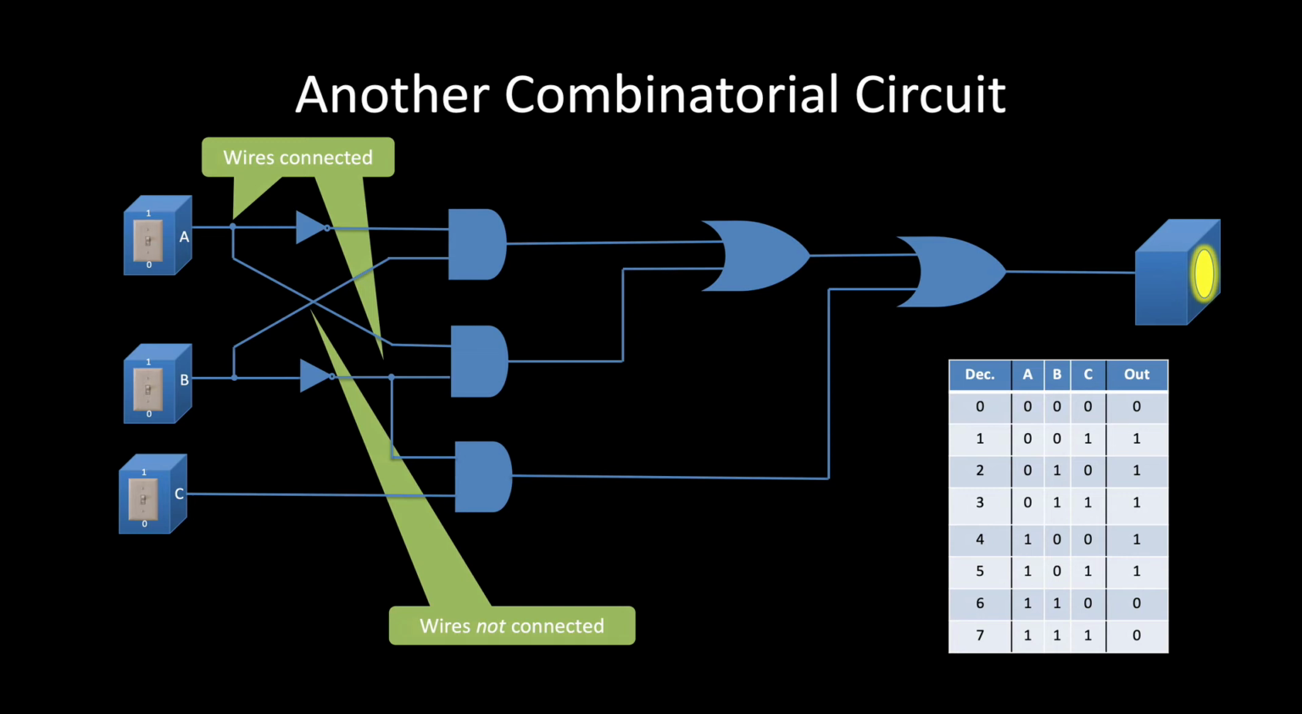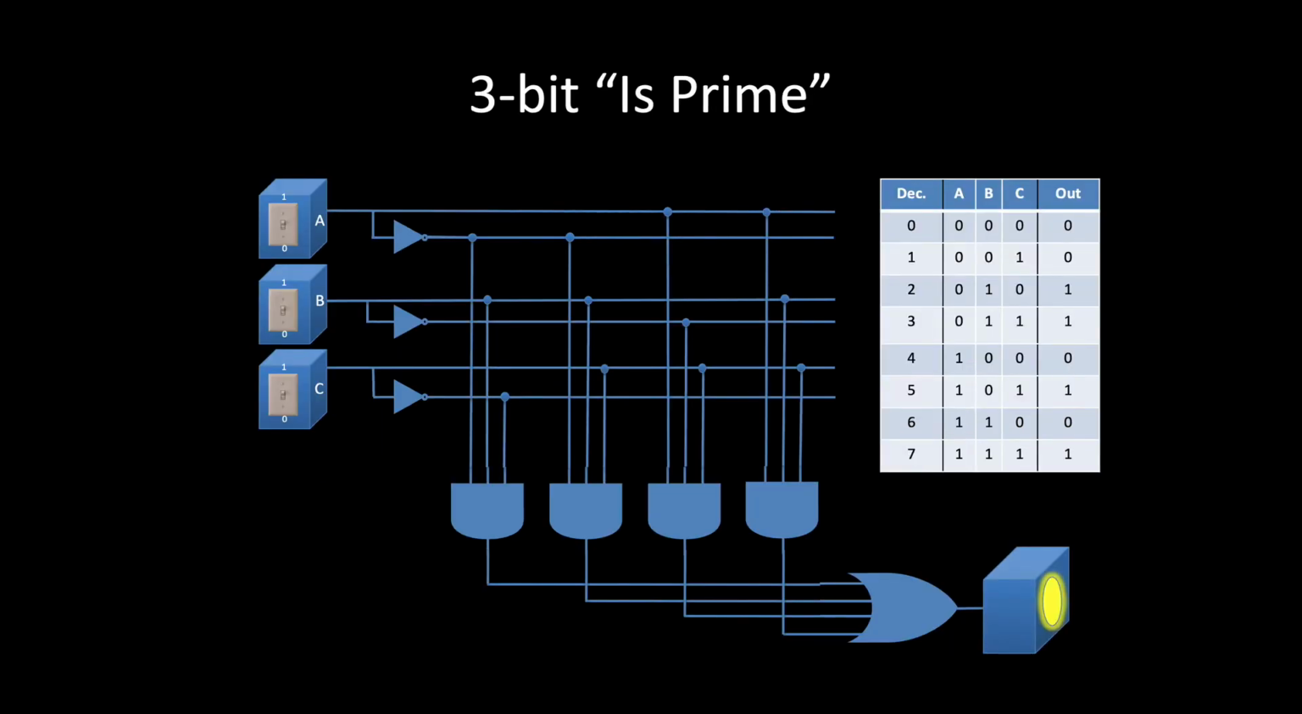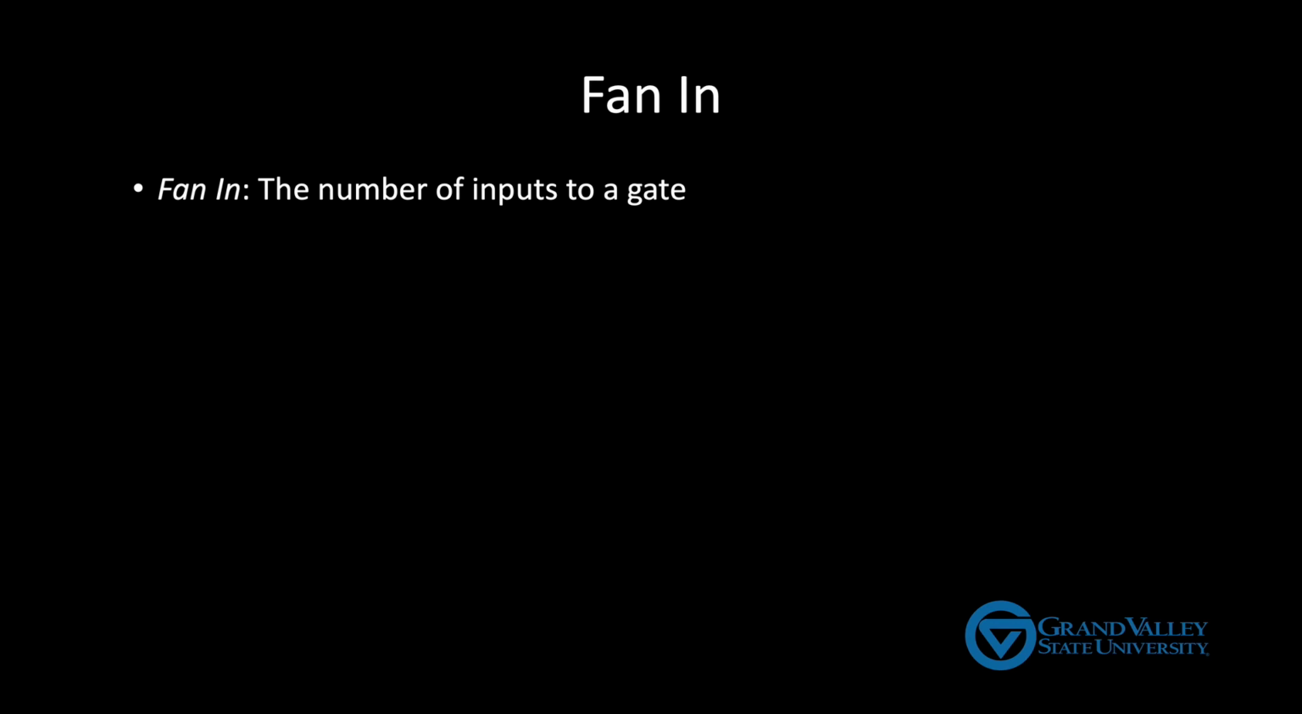Now, the AND gates and OR gates in these two examples all had exactly two inputs. But as we discussed in the very first video, AND and OR gates can have as many inputs as you'd like. For example, in the is prime circuit we built, all of the AND gates have 3 inputs and the OR gate has 4 inputs. The number of inputs that a gate has is called its fan-in. And in theory, there's no limit to how big the fan-in for any individual gate can be.